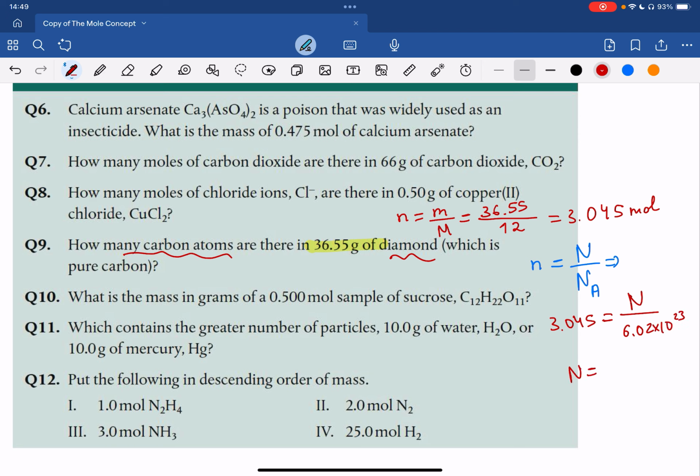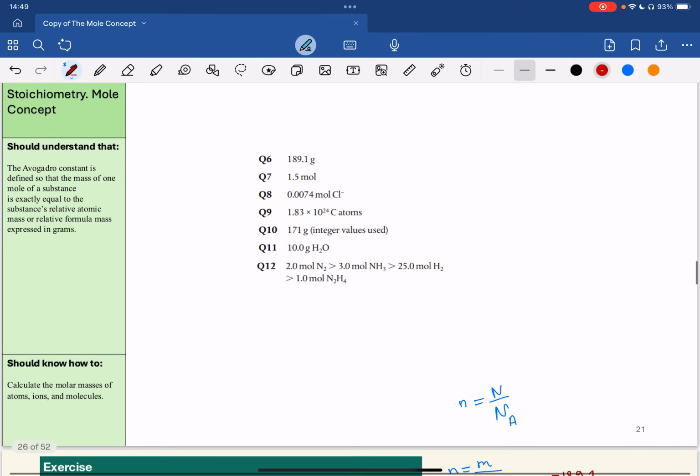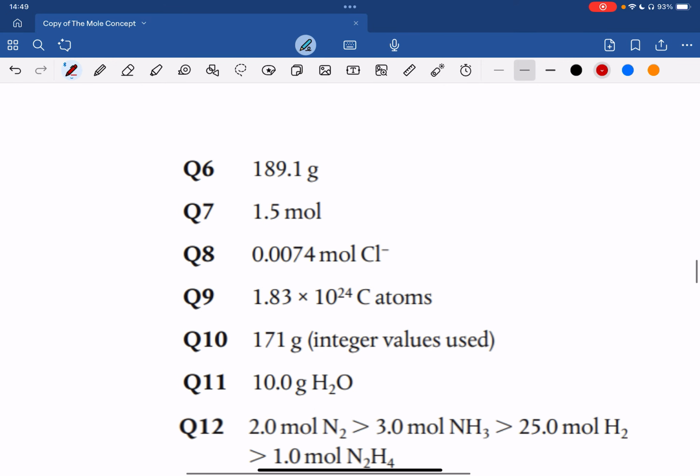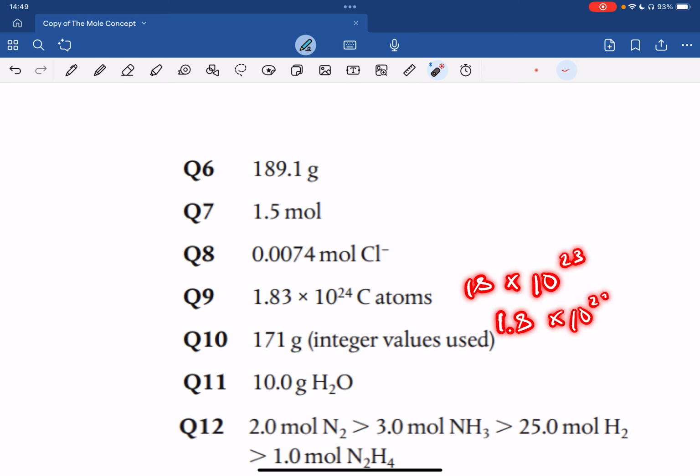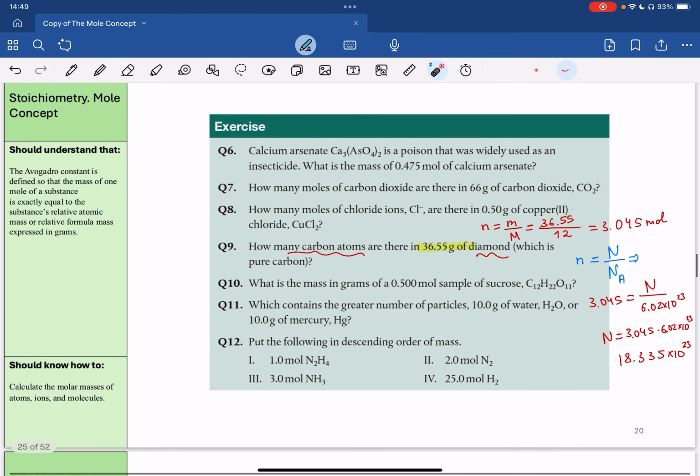So in order to find N, we have to multiply those. 3.045 times 6.02 times 10 to the power 23. The answer should be 18.335 times 10 to the power 23. You see, I have written 18 times 10 to the power 23. You can easily write it as 1.8 times 10 to the power 24. It doesn't matter. You can use any method you want.